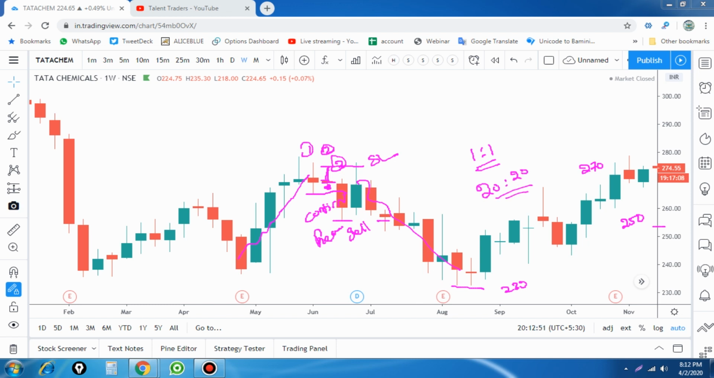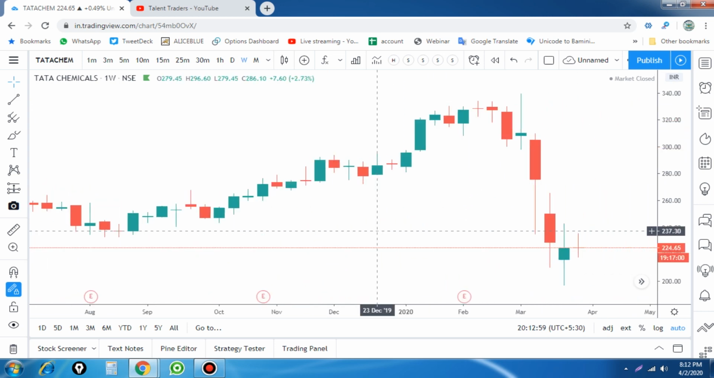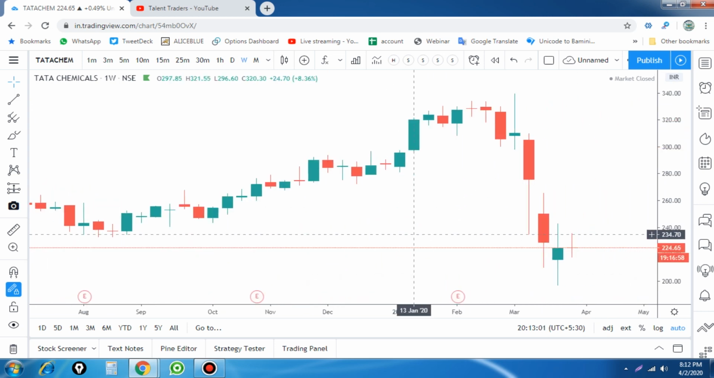But you understand, this is not a clear-cut Gravestone doji. This is not a clear Gravestone doji. To find the Gravestone doji, we have to track every time. Once that happens, we can find on a daily basis when its formation is formed. That is very important.